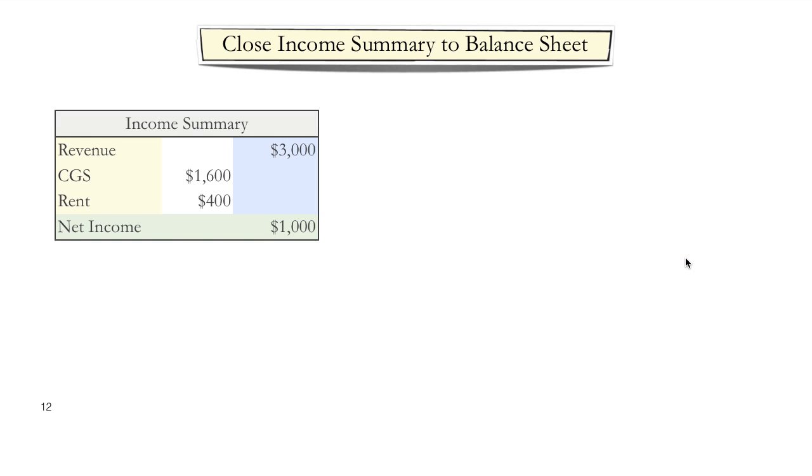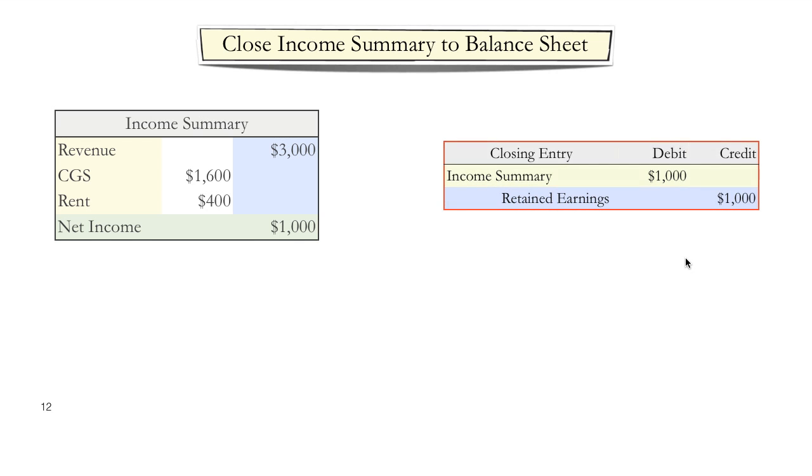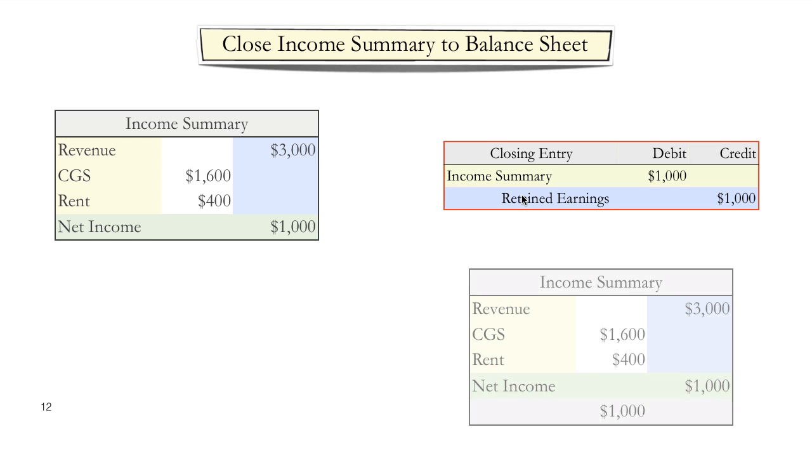For one, the income summary is a temporary account, and so we want to clear its balance to zero. So this is called closing, and we want to close the income summary to the balance sheet. Since the income summary has a credit balance of $1,000, we're going to debit the income summary account for $1,000 and credit retained earnings. Transfer the $1,000 from the temporary account to the permanent retained earnings account. And once we do this, as you can see, the debit here will bring the balance of the income summary to zero.